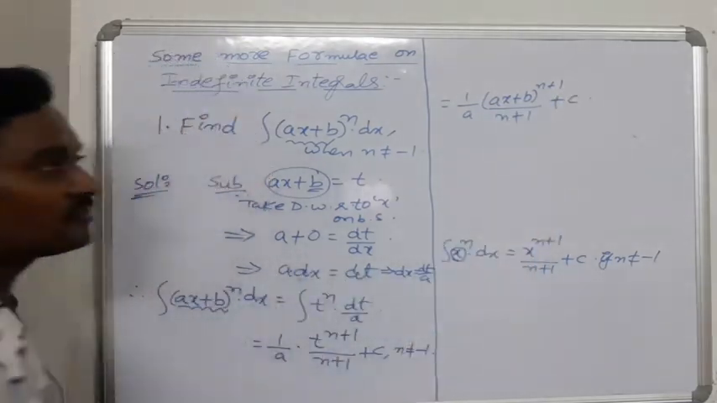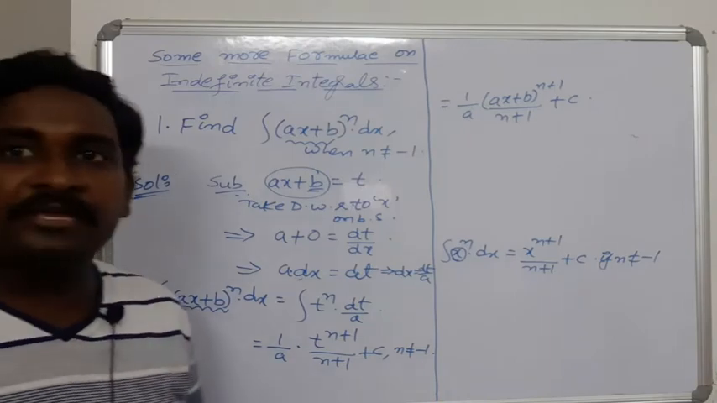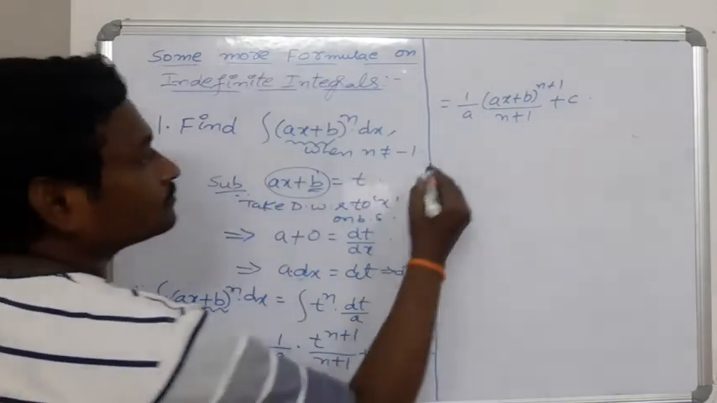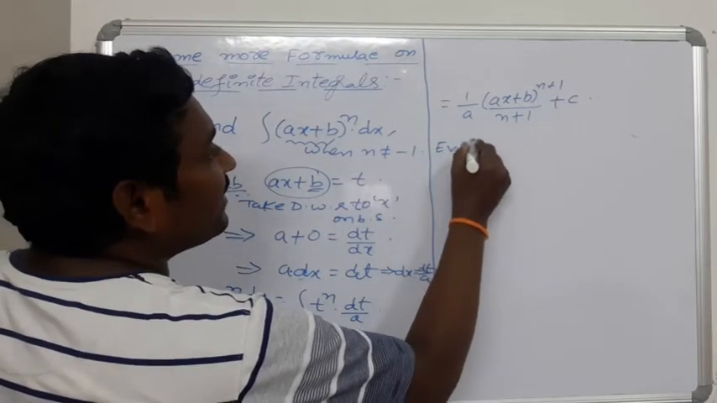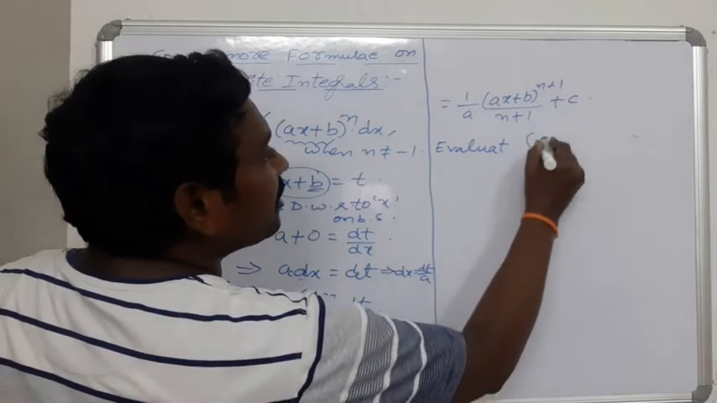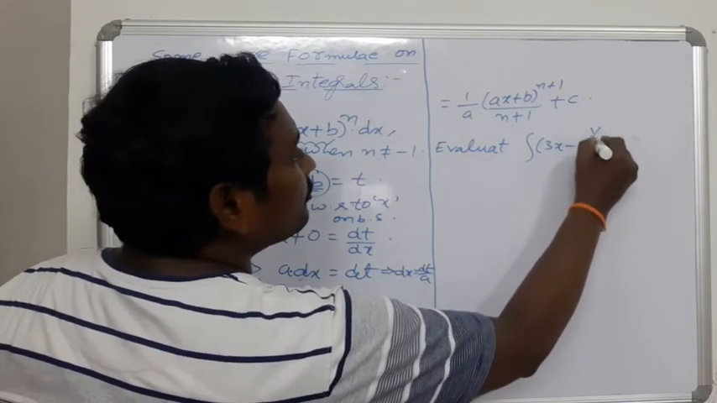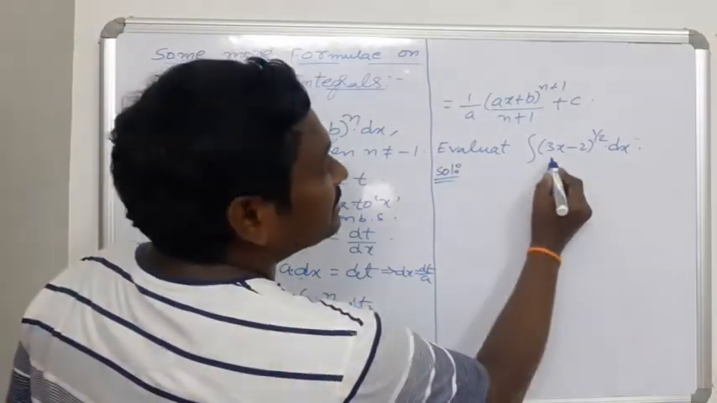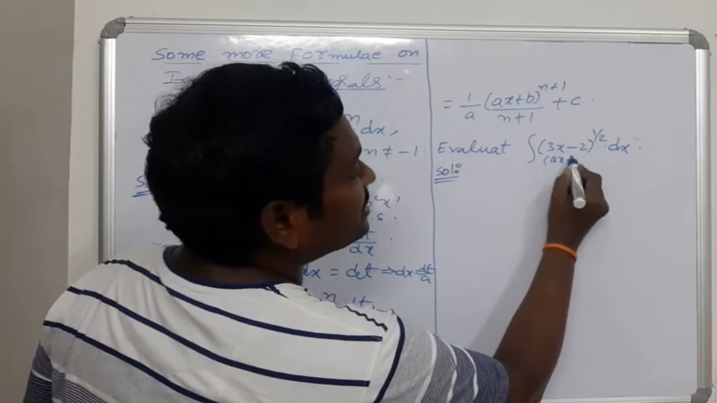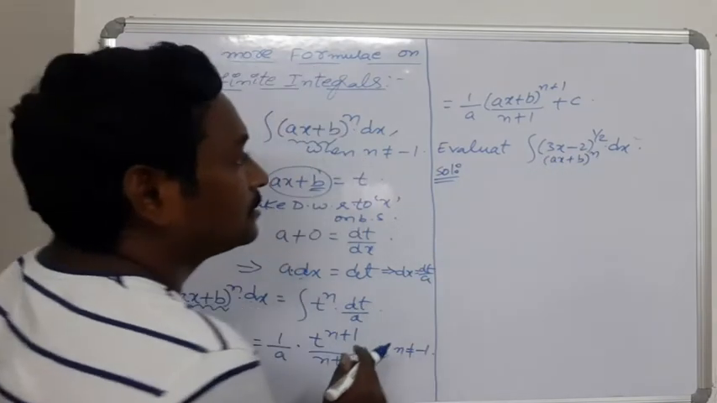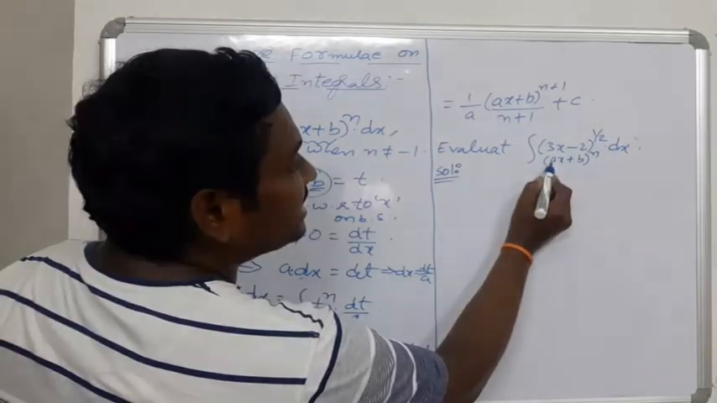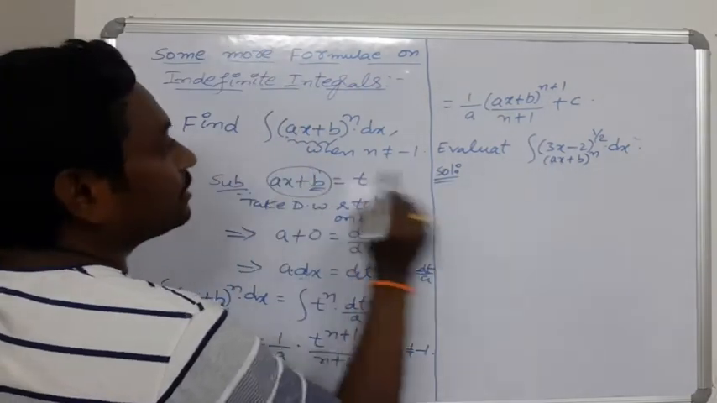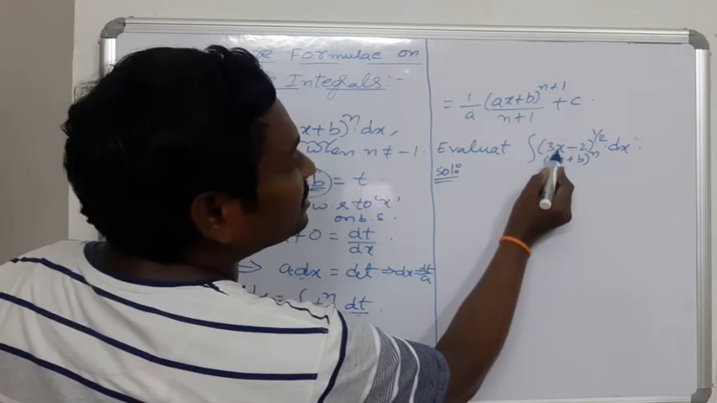This is a very useful formula. In many problems we can apply this formula. For example, evaluate integration of (3x minus 2) whole power 1 by 2 dx. We are observing that the function is in the form of (ax plus b) whole power n. The coefficient of x is a in the original formula, but in the given problem the coefficient of x is 3.